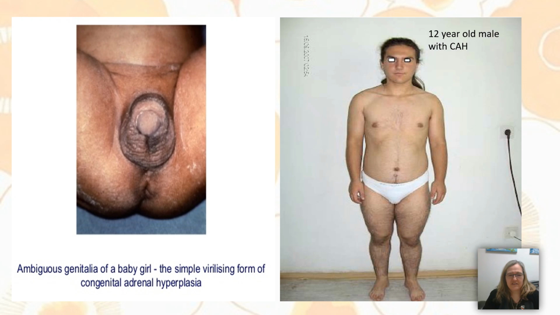And then as the child grows up on the right here, you can probably see that the genitals aren't fully developed on this male as a result.